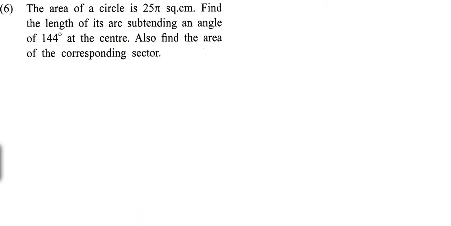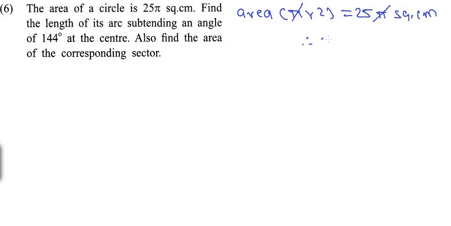Example number 6. Area of a circle is 25 pi square centimeters. Let us write it first. Area of a circle is given by the formula pi r square. That is equal to 25 pi square centimeters. So let us cancel this pi over here. Therefore we get r square equal to 25. Take square root now, and so we get r equal to 5 centimeters.